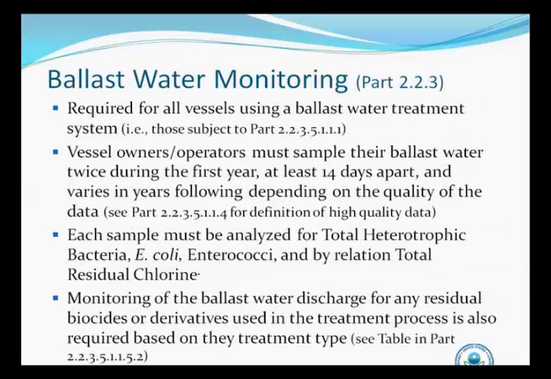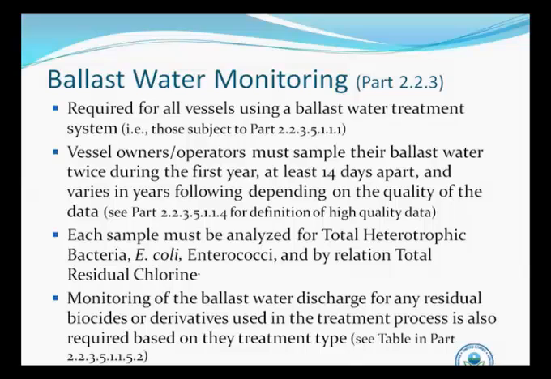And finally, the last area I'll talk about for monitoring requirements in the permit is in section 2.2.3 for ballast water. So this monitoring is required for all vessels using a ballast water treatment system. And there are 4 major types of monitoring. There's functional monitoring, calibration monitoring, biological monitoring, and active substance monitoring.